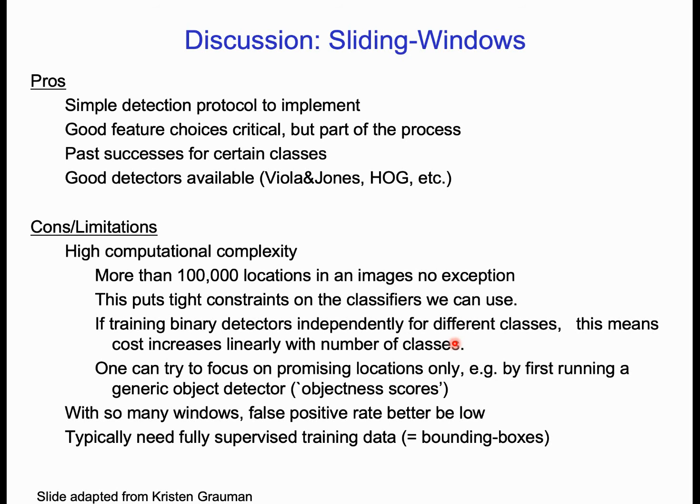One can actually try, for example, a generic object detector, in the sense that I don't necessarily detect a specific object like a face, but any object, and then run more specialized object detectors only in those regions to maybe reduce the cost. But with so many windows, the false positive rate has to be low, and the sliding window approach typically needs fully supervised training data. That basically means that there are lots of images and bounding boxes that identify the objects of interest in the images.